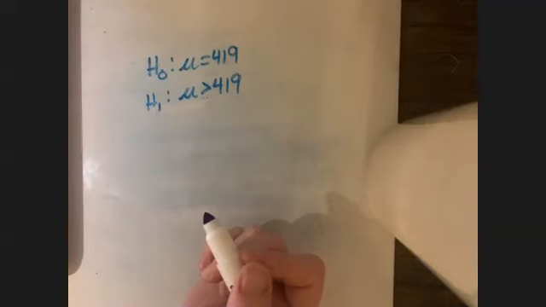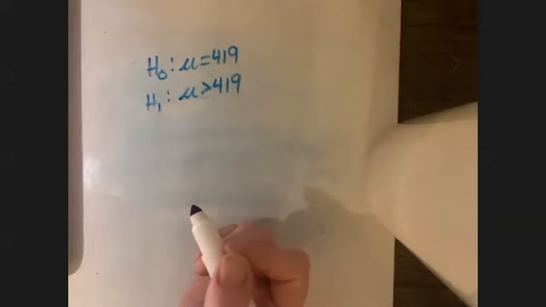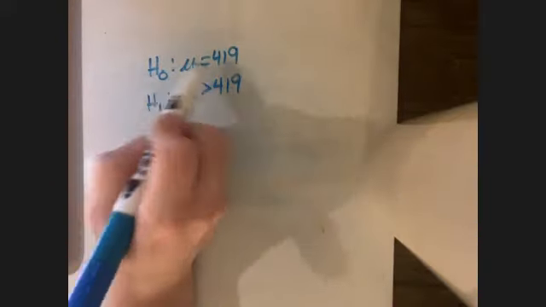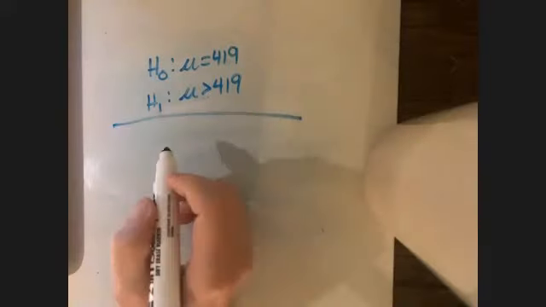Which part to go over? The type 1 error problem? Okay, this is what this would ask for. It just wants you to write down the null and the alternative. So let's go back to the other one.